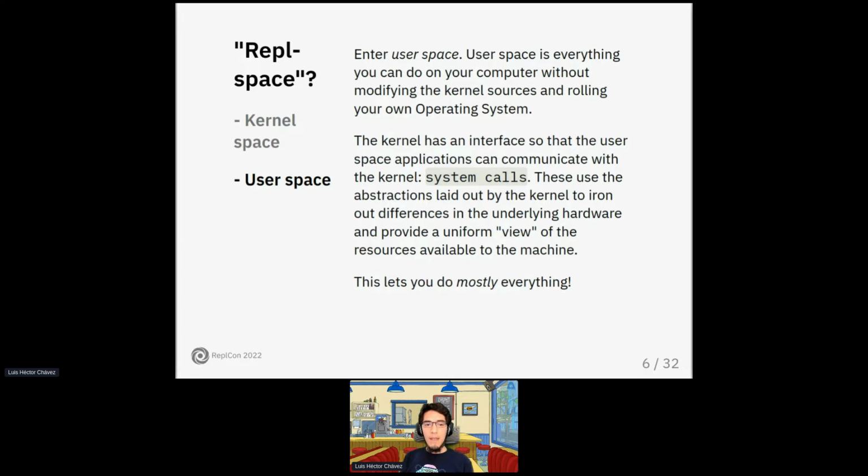So the kernel has an interface that the user space applications can communicate with. This is the system call interface. The system call interface uses the abstractions laid out by the kernel to iron out differences in the underlying hardware and provide a uniform view of the resources available to the machine. This lets you do mostly everything. And by mostly, I mean everything that is not in kernel space.